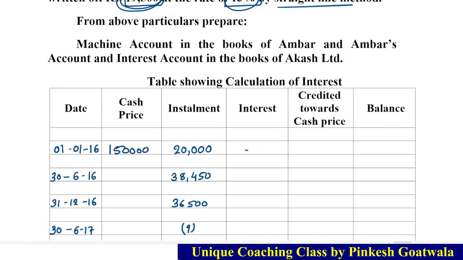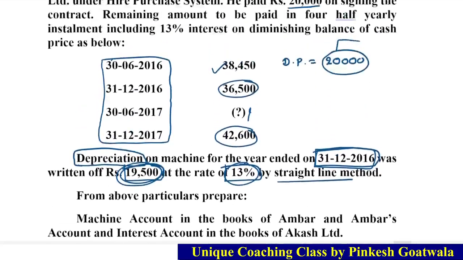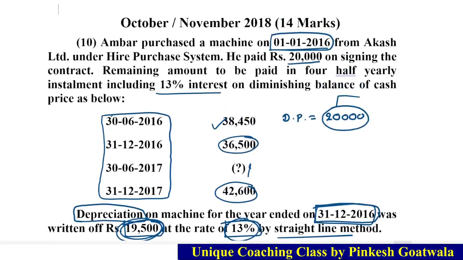So now we can easily calculate our table. 150 cash price, here interest will be dash, so here 20. So now balance will be 130. 130 will be transferred here. Now what is the rate of interest? Let's see, they give the rate of interest, that is 30%.